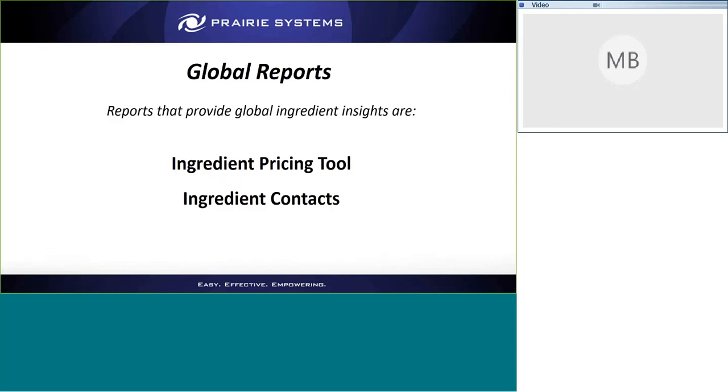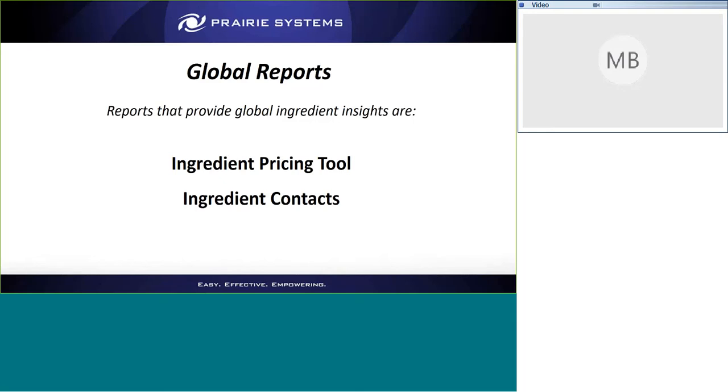A couple other reports that we have available in FAS that give you some global ingredient insights are the ingredient pricing tool and the ingredient contracts report. Now, when I say global ingredient insights, we have some specific tools in the system that allow you to look invoice by invoice. We refer to that as the good mix, to know if you were invoiced what you expected. Invoice by invoice to look at the invoice data. And we've covered that in some previous presentations.